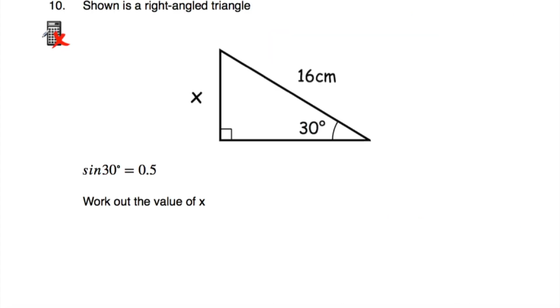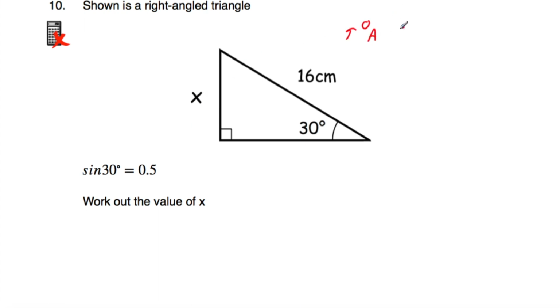And that's it. Okay, let's have a look at question number 10 now. The first thing I noticed about question 10, it's a non-calculator question, so I'm just putting down my calculator reluctantly. And we've got our right angle triangle, and we've been asked to find the size of x. We want to find the length of this side. So let's jot down our triangles.